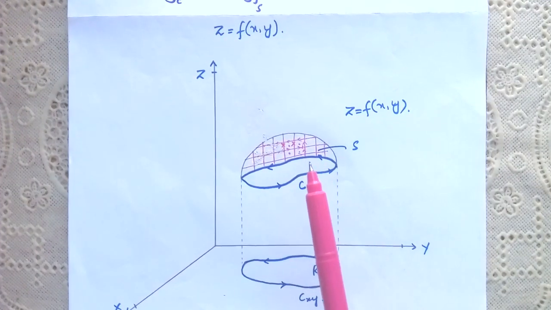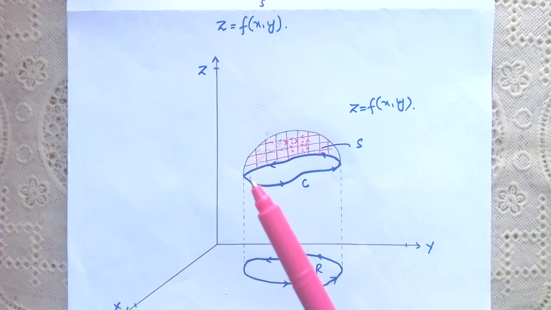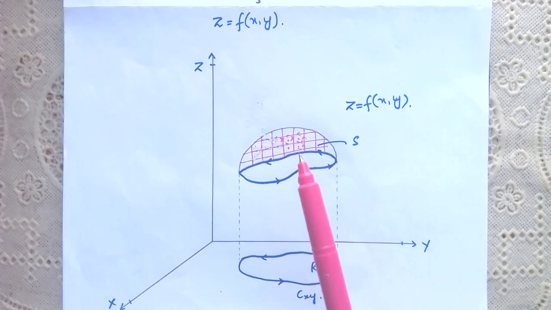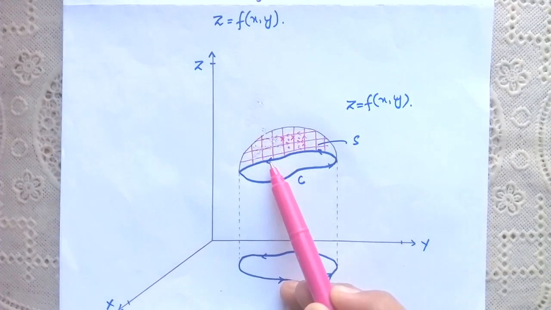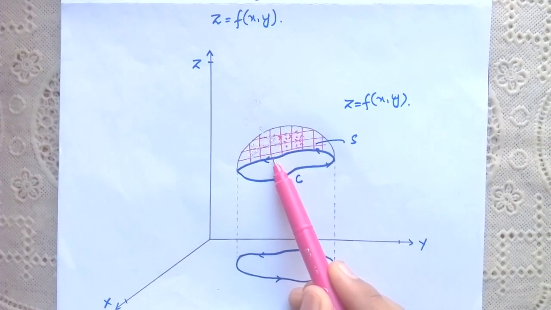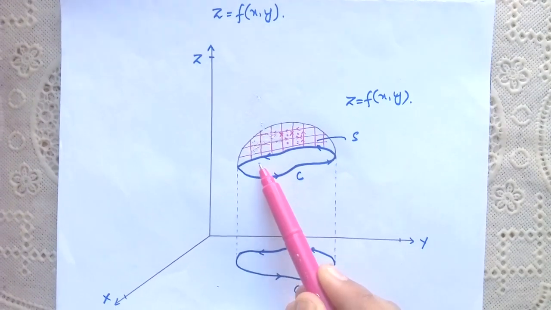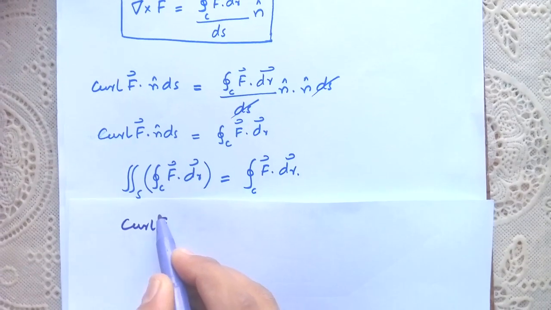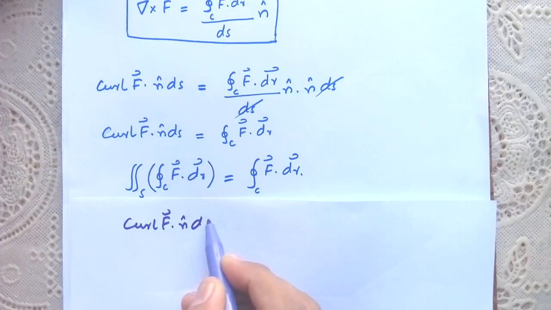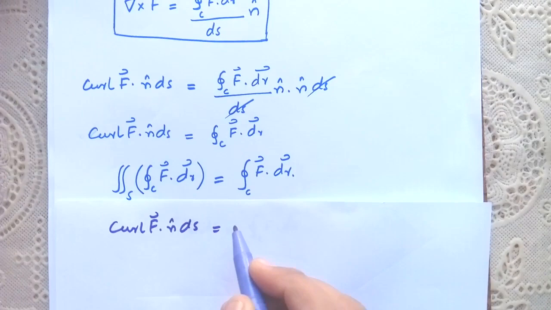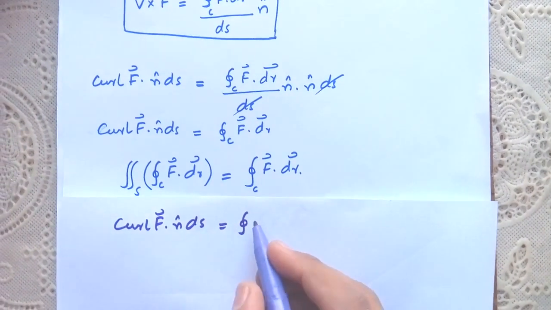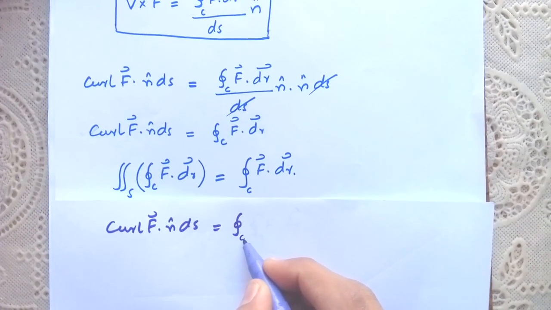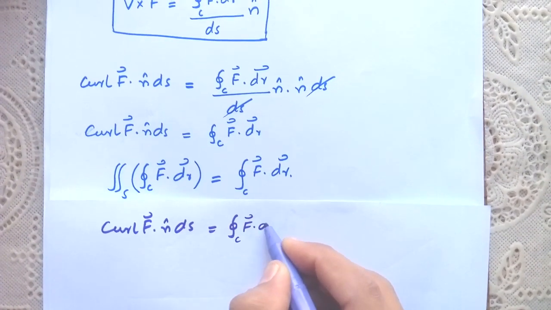It means that the surface integral of a line integral of a vector field F at a point over the curve around that point is equal to the line integral of a vector field F over this curve C, right? So curl of F dot n cap dS at a point is equal to the line integral over a closed curve around the point of a vector field F dot dr.